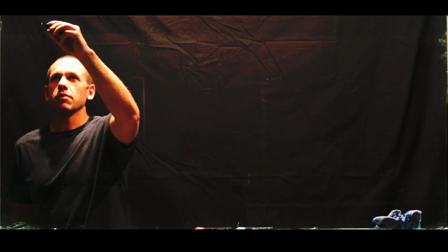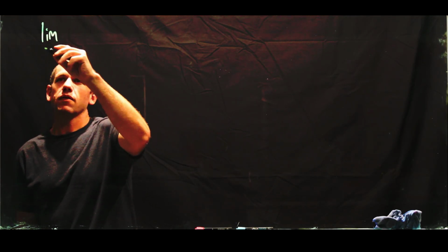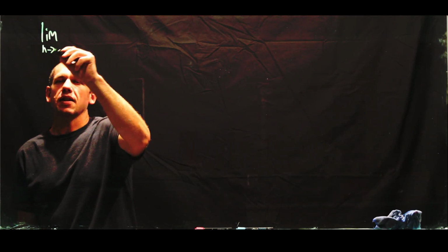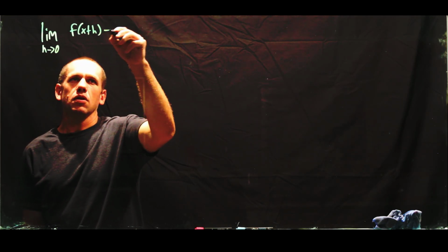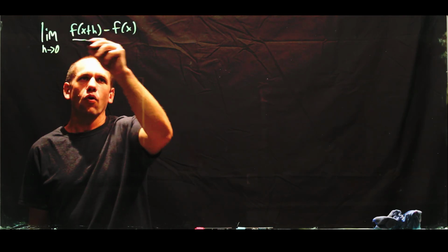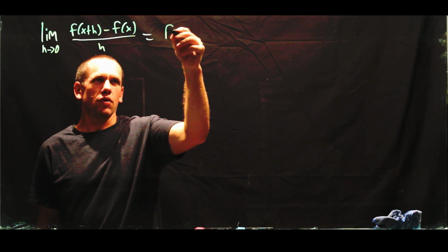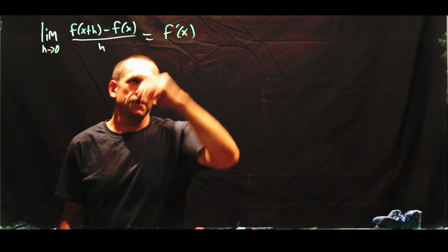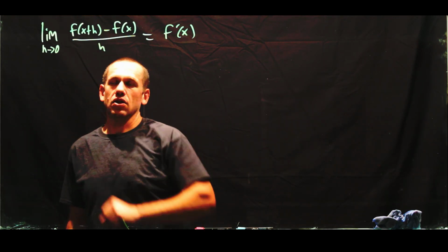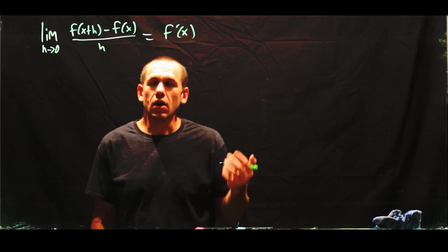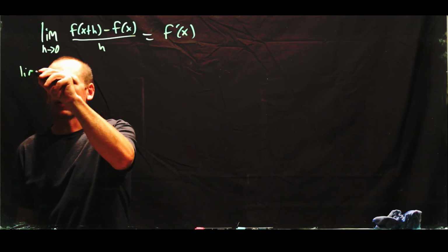We are going to take a look at a couple examples of using the limit definition of the derivative to find some derivatives. Now remember, the limit definition of the derivative says the limit as h goes to 0 of f of x plus h minus f of x over h is equal to the derivative of the function. This is basically the change in y over the change in x as that change goes to 0.